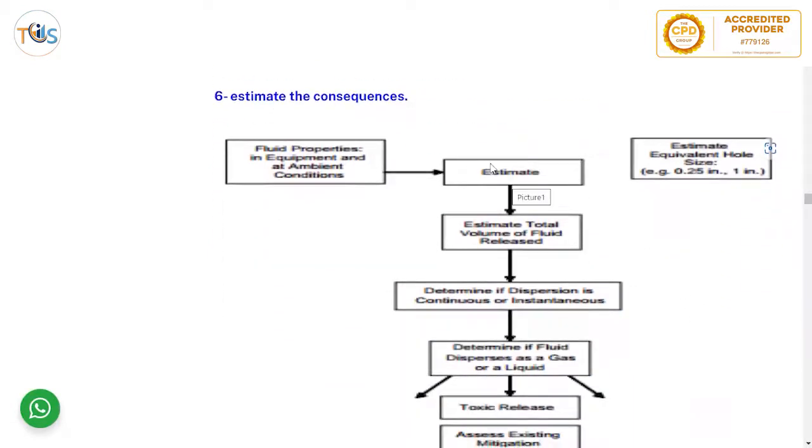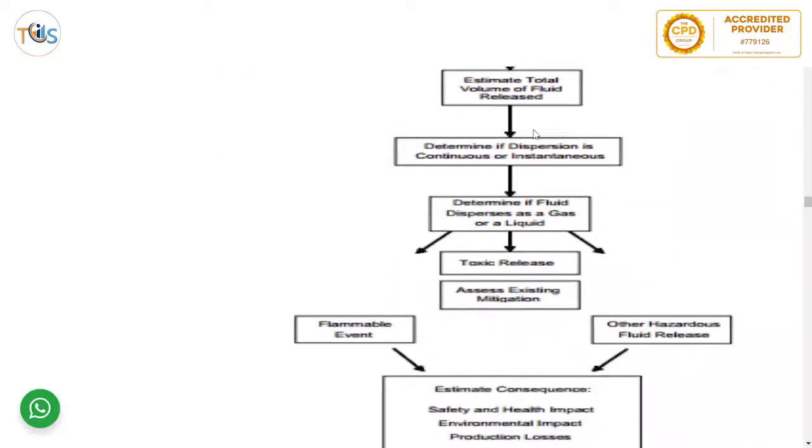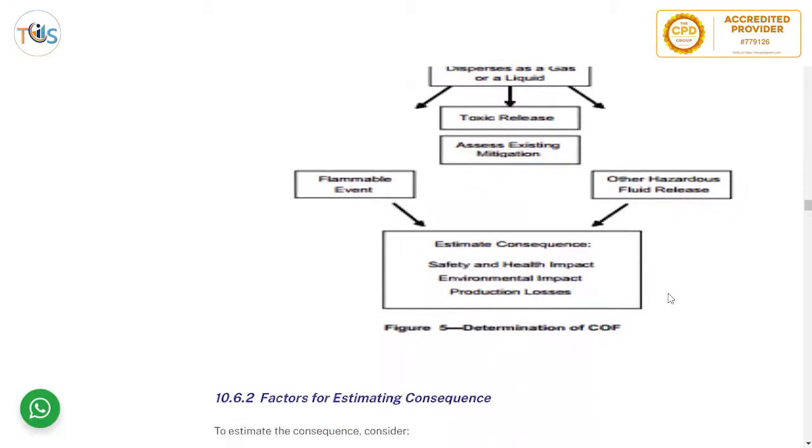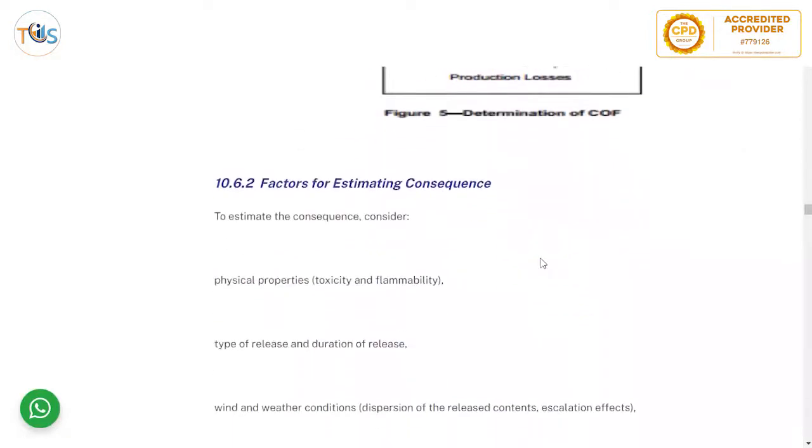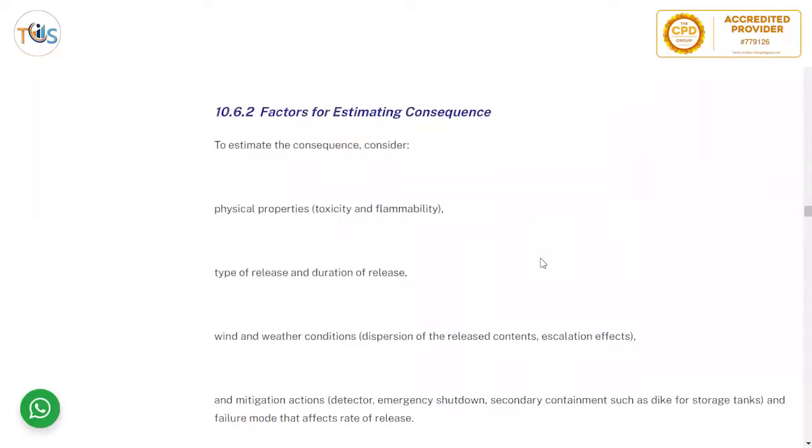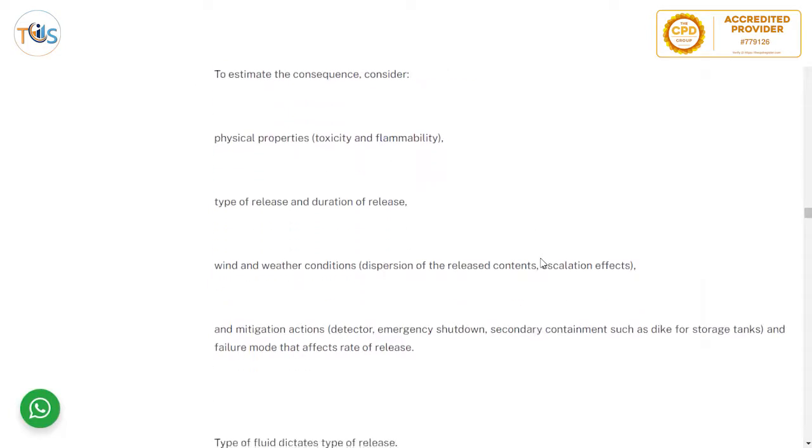Here you can see the flow chart of how it works, to determine the fluid dispersion, toxic, and then assessing existing mitigation, and then coming to a conclusion on what the flammable events and other hazards are. So this figure is good, just a good guide to your line of thought for the determination of consequence of failure.